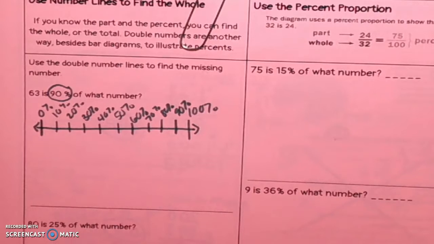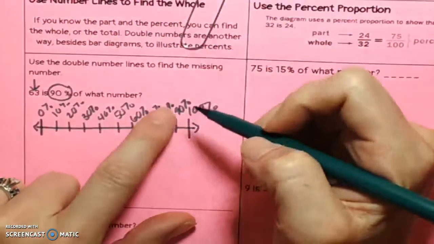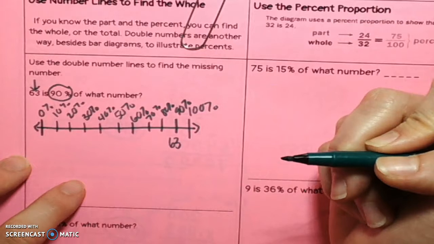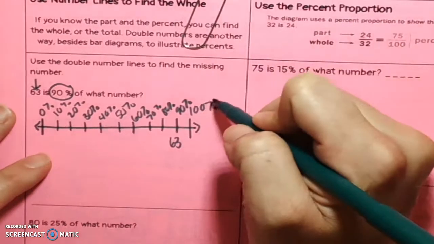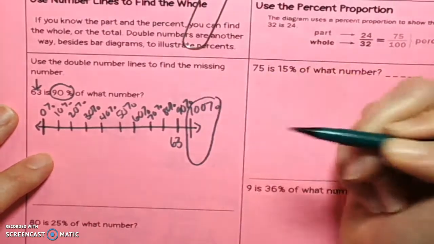Okay, why did we pick 10 again? Because we have to find a number that can go into both 10 or 100 and 90, and that's our only one. At 90%, we are at 63. So at 90%, we're going to write 63. We want to find the total number every single time on this one. So we want to figure out what number is at 100%.